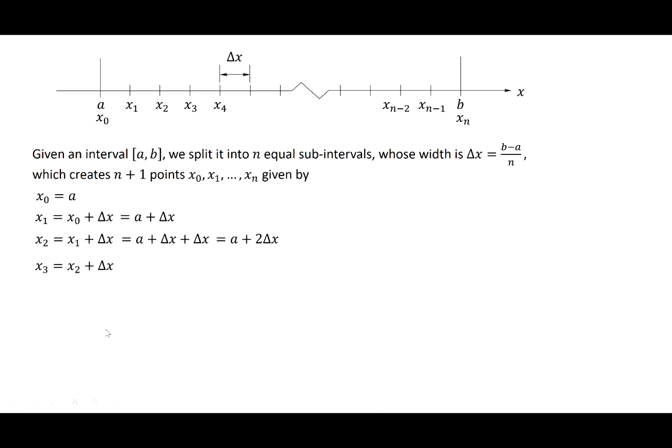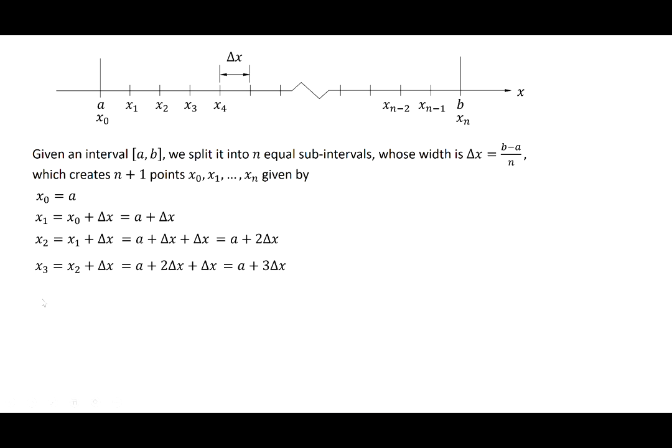Cool. Let's go one more. X sub 3 is x sub 2 plus delta x. But in the previous step, we got x sub 2 to be A plus 2 delta x. So let's do A plus 2 delta x plus delta x. And that is A plus 3 delta x. Now, here is where you need to see a pattern. X sub 0 is A, X sub 1 is A plus 1 delta X, X sub 2 is A plus 2 delta X, X sub 3 is A plus 3 delta X.